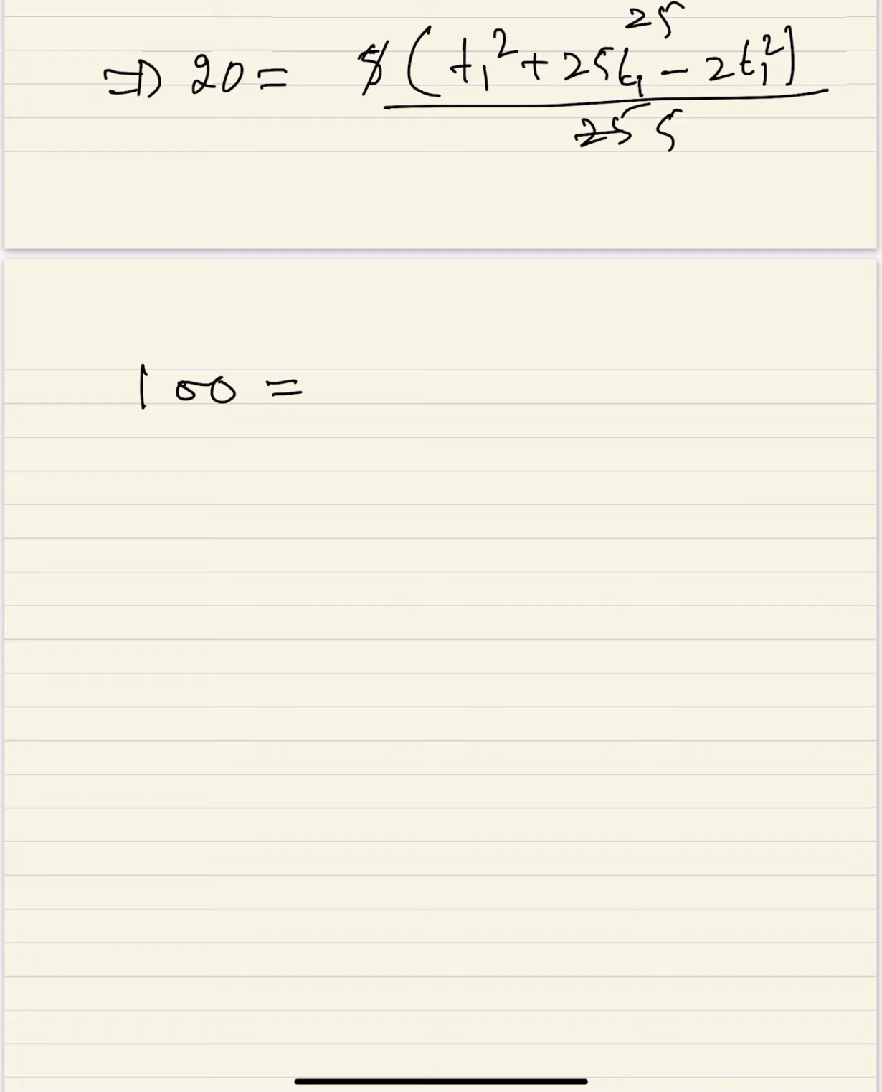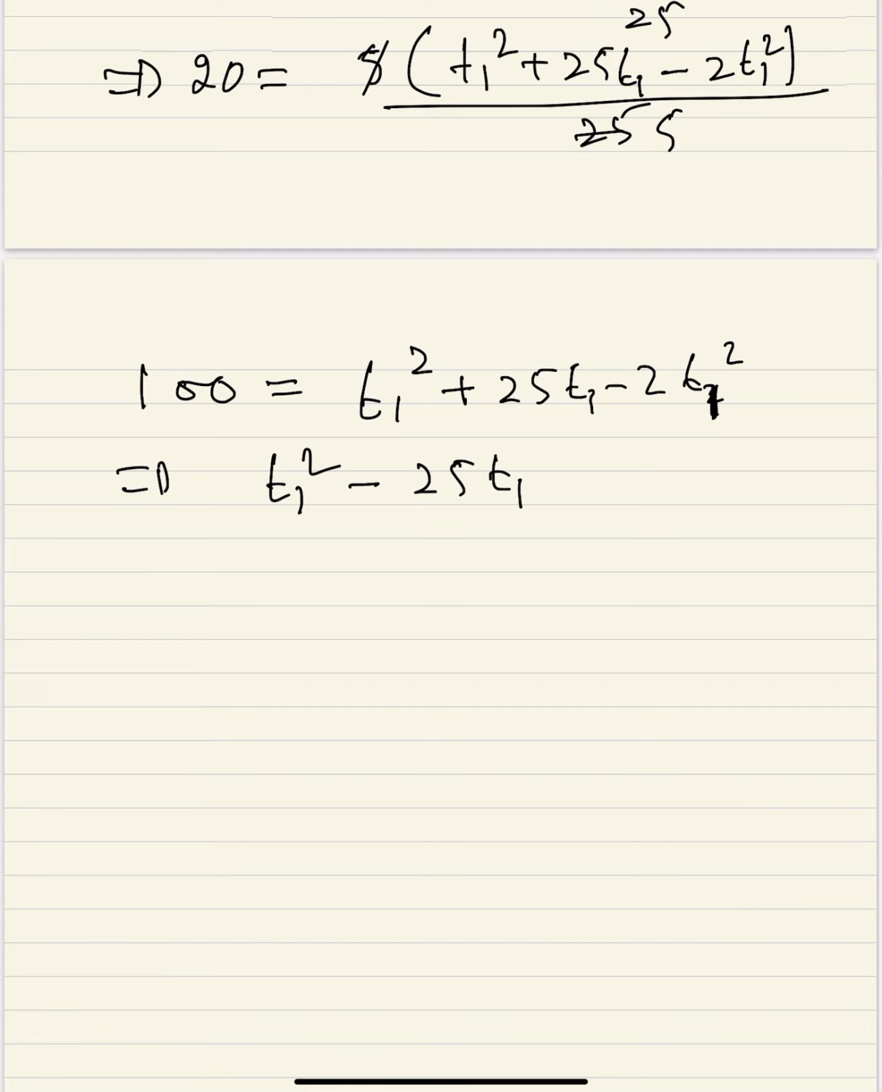is equal to T1 square plus 25T1 minus 2T1 square. So bring this here, that is T1 square minus 25T1 plus 100 is equal to 0. Here T1 is quadratic, so we will get values of T1.